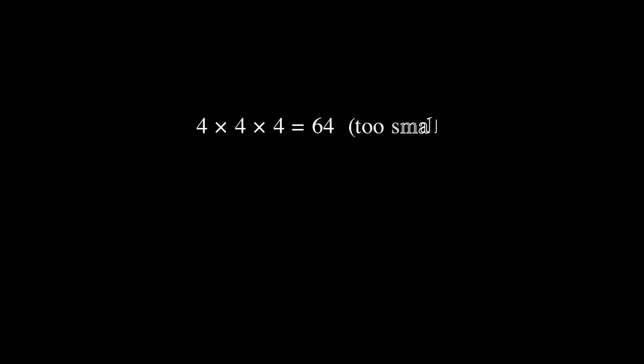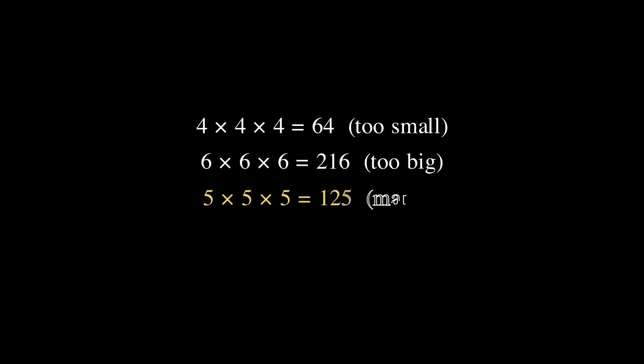4 times 4 times 4 is 64, too small. 6 times 6 times 6 is 216, too big. So the edge is between 4 and 6. Let's test 5. 5 times 5 times 5 is 125, exactly right. So each edge of the storage tank is 5 units long, as given by the problem.